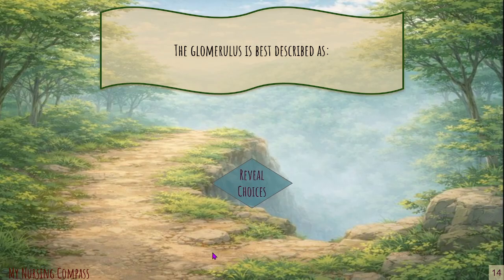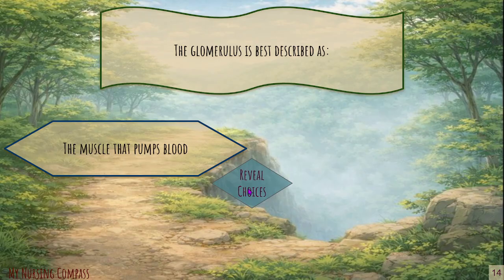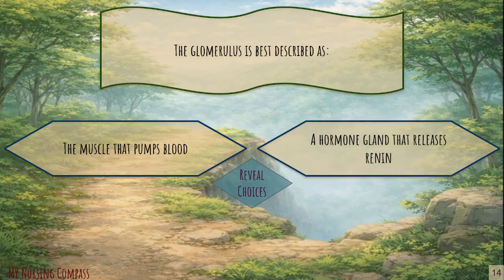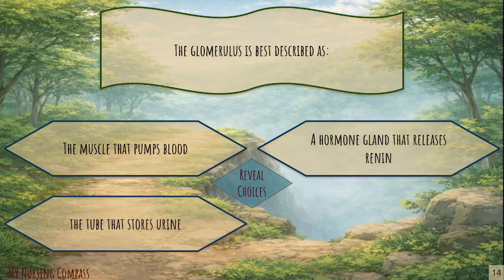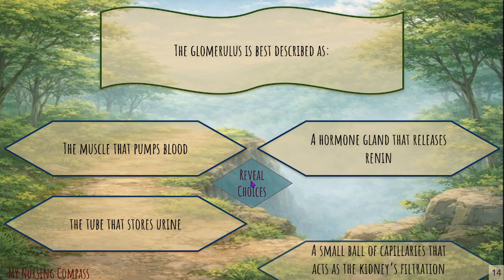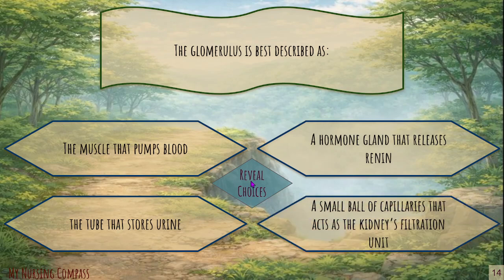The glomerulus is best described as the muscle that pumps blood, a hormone gland that releases renin, the tube that stores urine, a small ball of capillaries that act as the kidney's filtration unit. The glomerulus is best described as what?